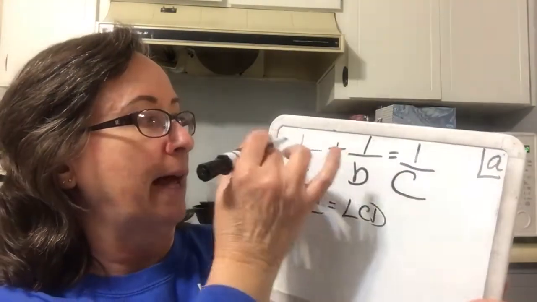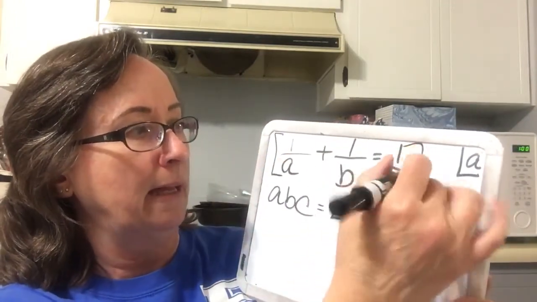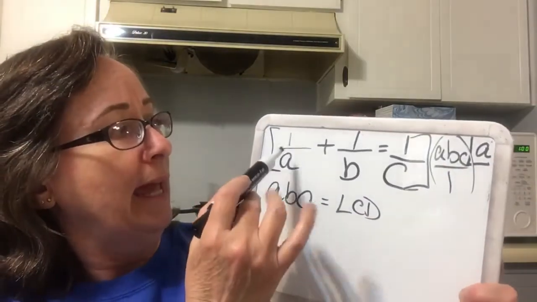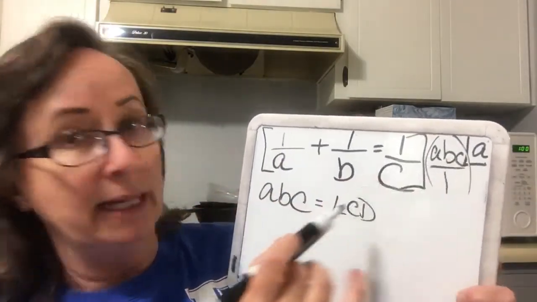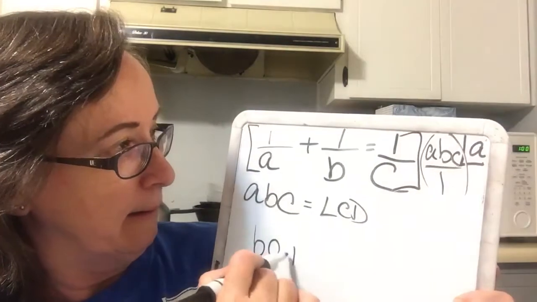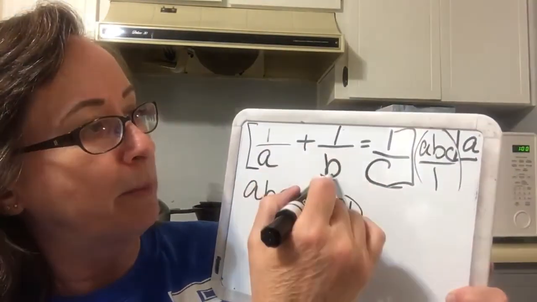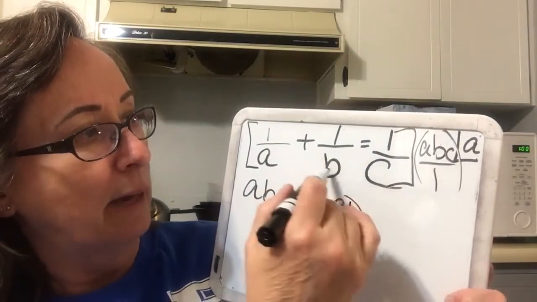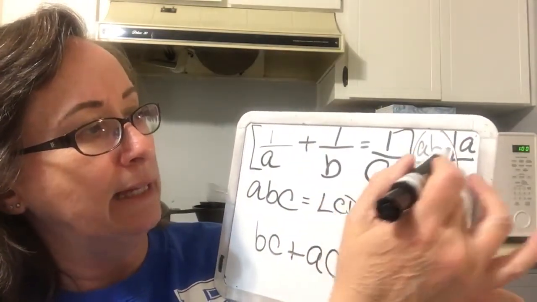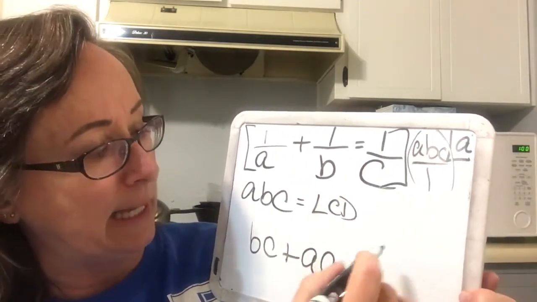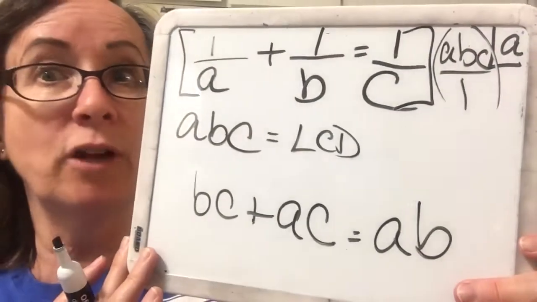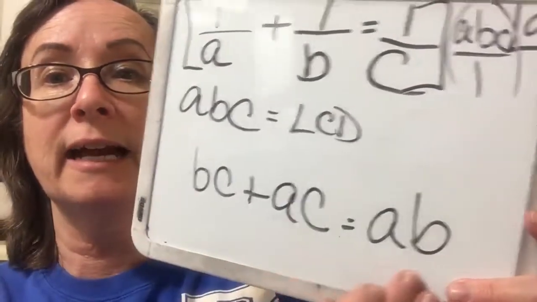So now I'm going to multiply the whole thing on both sides by abc over 1. Okay? 1 over a times abc is going to cancel out the a and leave me with bc. Then I have my plus sign. 1 over b times abc, I'm going to cancel out my b's and leave ac. 1 over c times abc, I'm going to cancel out my c's and leave ab. Okay, so I have no longer got a rational expression. I've got a nice little equation.